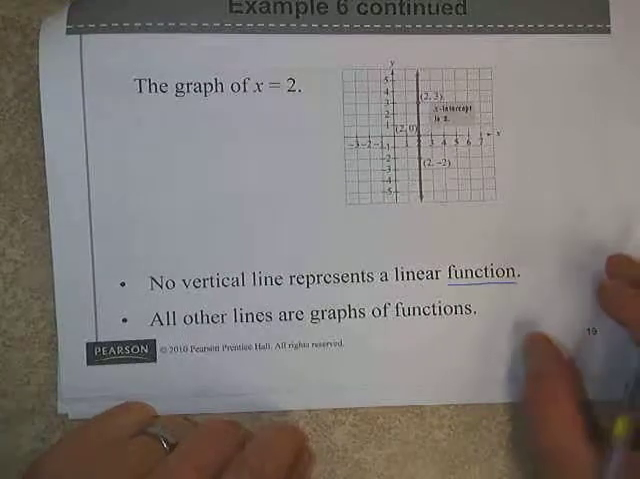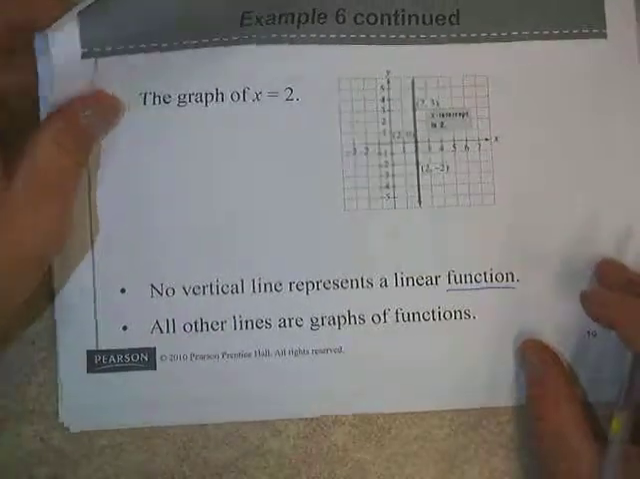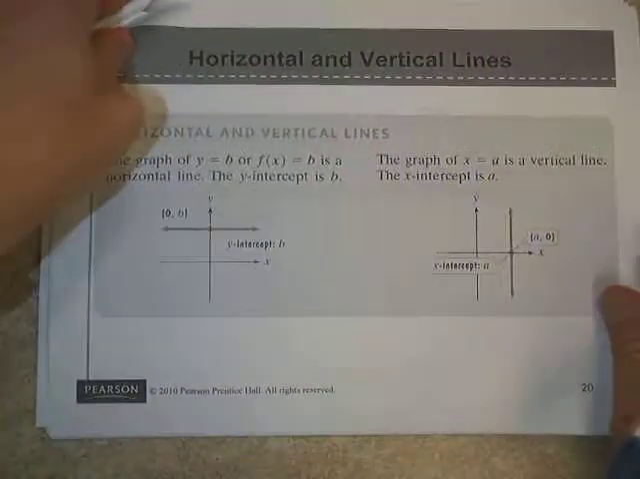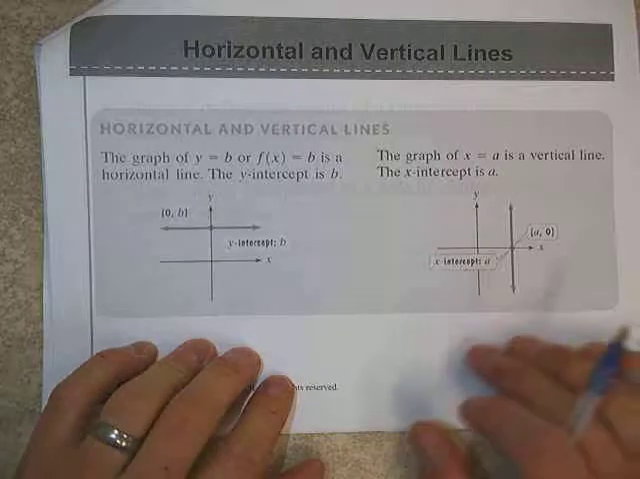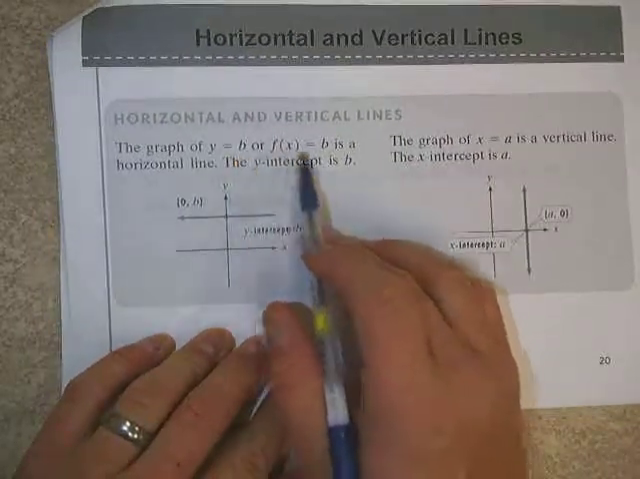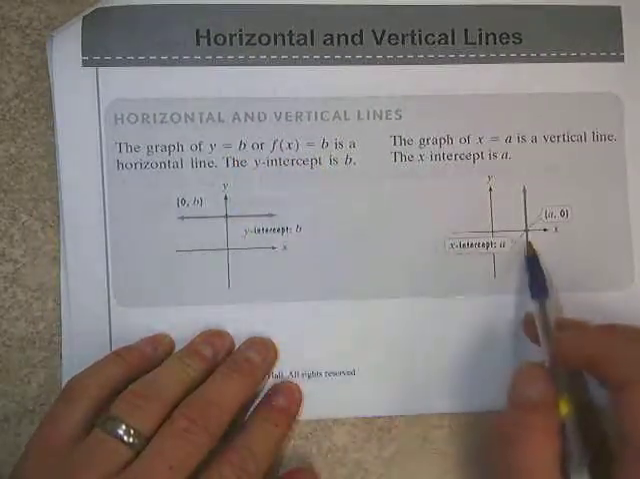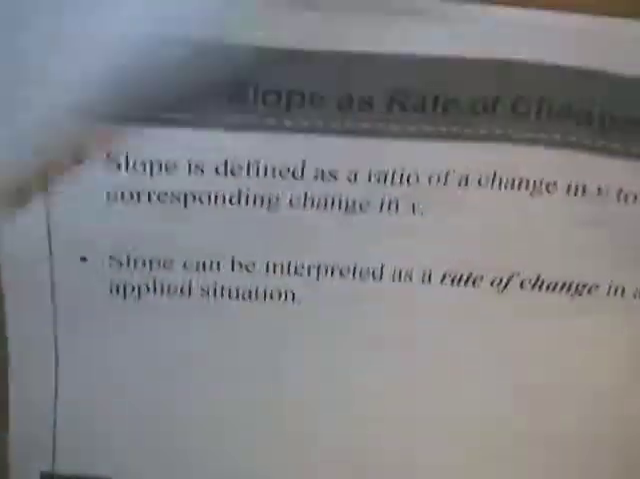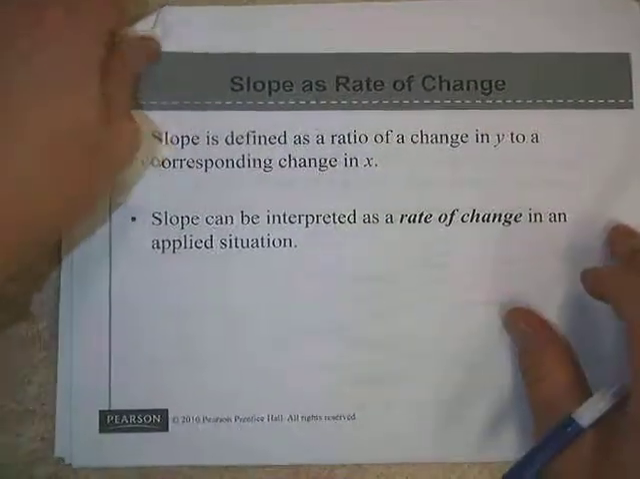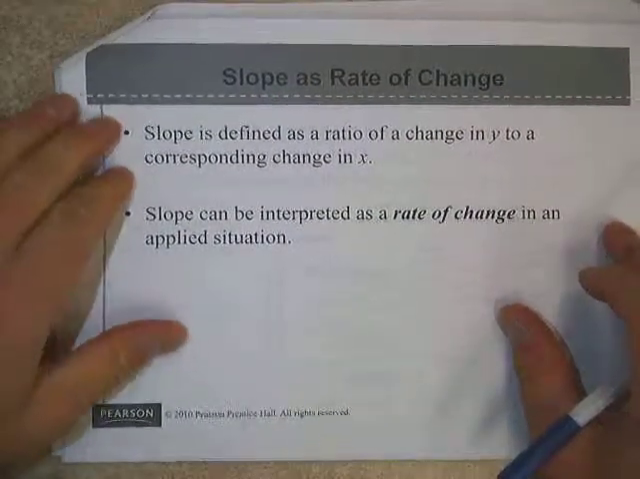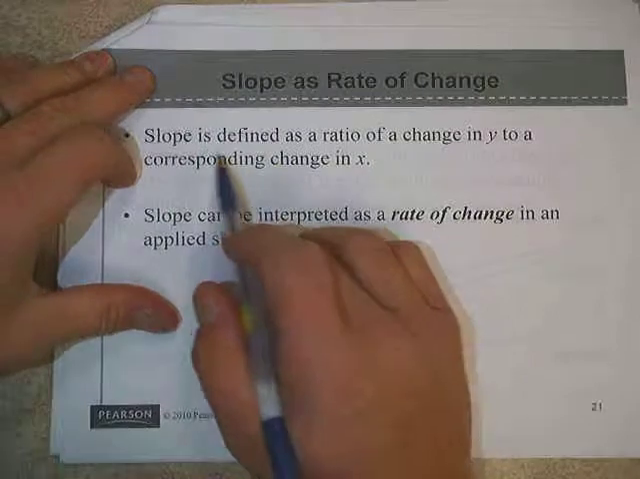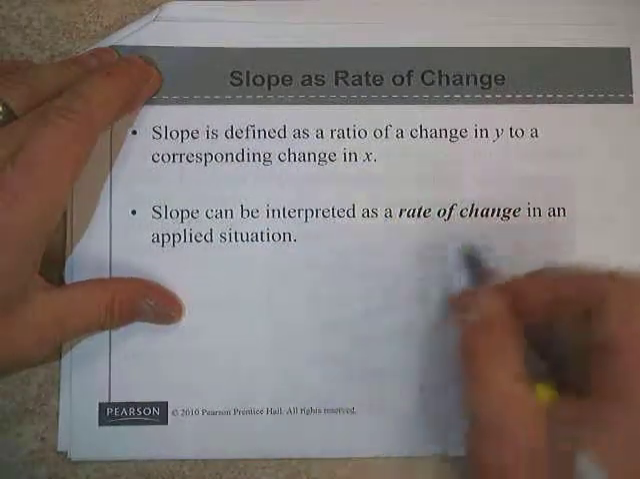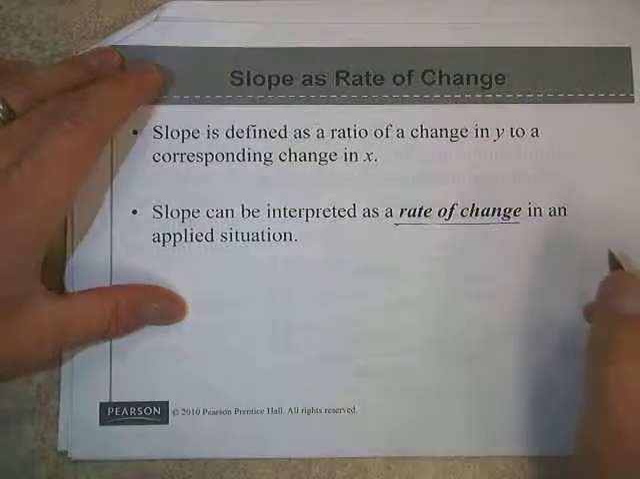A couple other notes here about vertical lines. No vertical line represents a linear function. Remember, this is not a function because it does not pass the vertical line test. All other lines are graphs of functions, so any other line that we draw besides a vertical one would qualify as a function because it would pass the vertical line test. Just to illustrate, we have y equals b, a horizontal line with y-intercept b. We've talked about that. Same thing with the vertical line x equals a with the x-intercept.